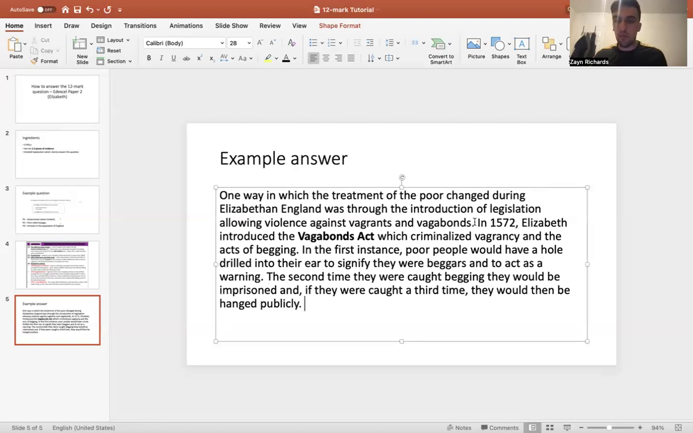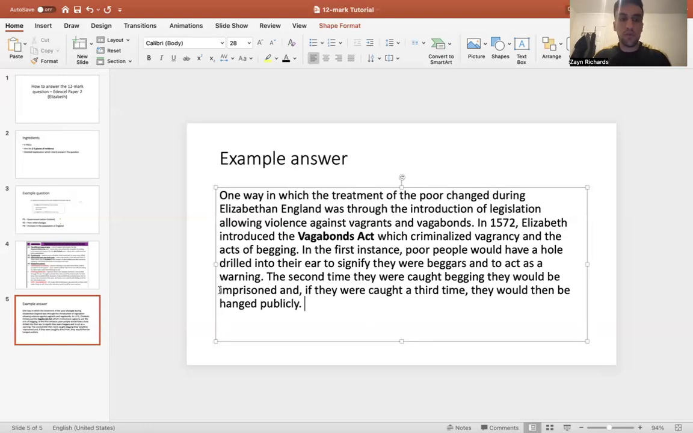Okay. So that's my evidence done basically. As you can see, I've got multiple pieces. First thing, I've got a date, 1572. I've then got my Vagabonds Act, which is specific evidence. We don't want "Elizabeth did lots of things to deal with the problem of begging or lots of violence." We want specifics, okay? Dates, names of laws and so on. And then I've picked apart what the Vagabonds Act did: what would happen in the first instance, the second instance, and then the third instance.